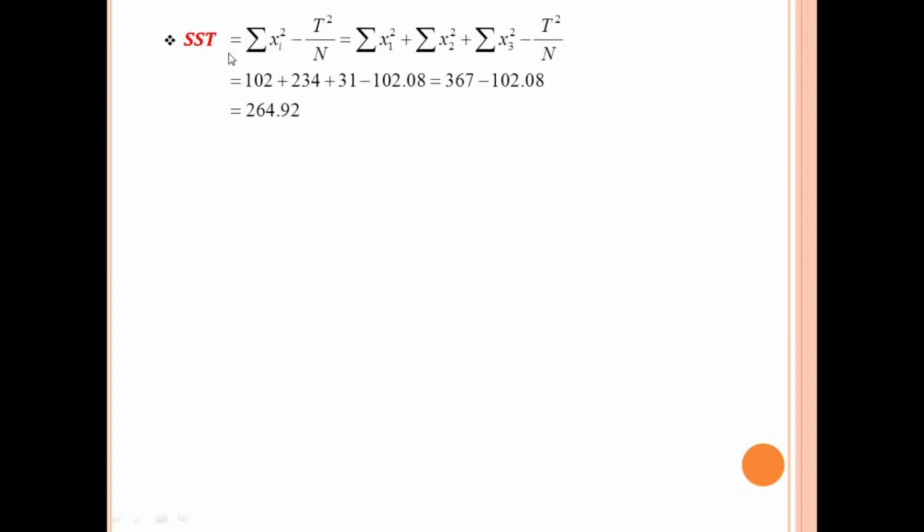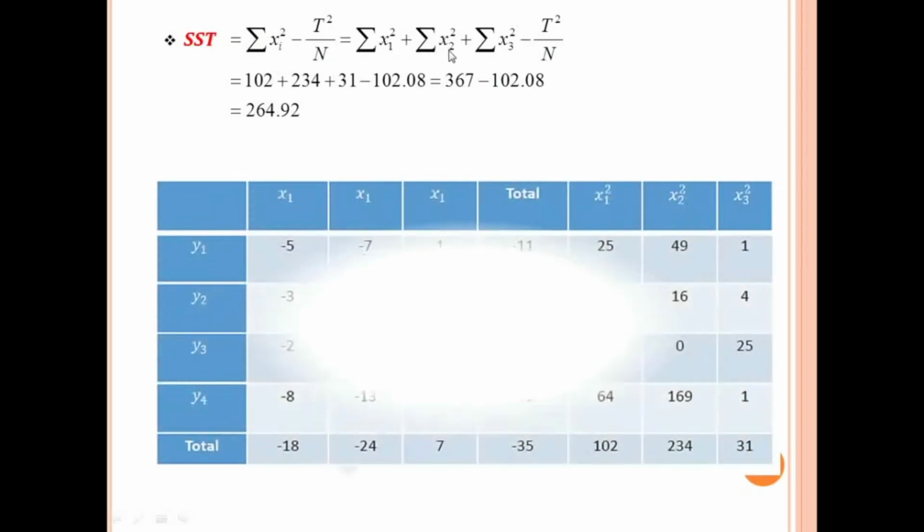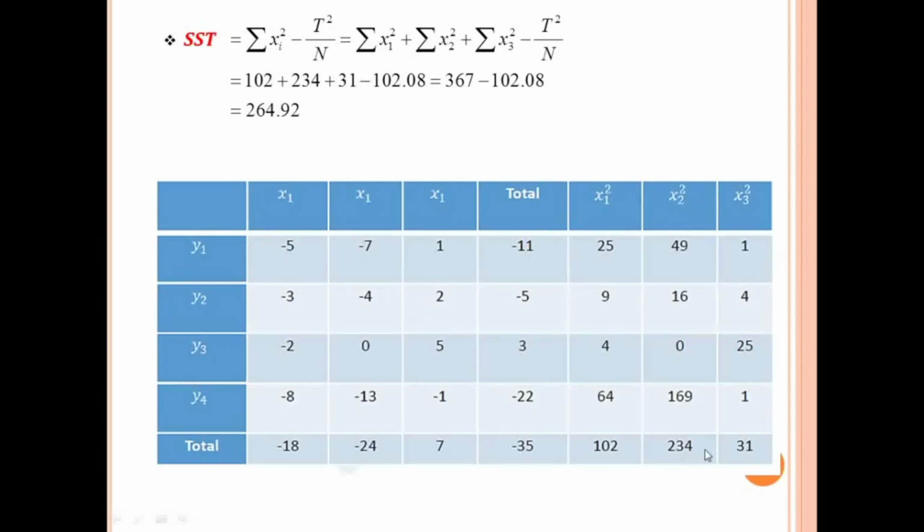What is meant by SST? Sum of squares of total value. What is the sum of squares of total formula? Sum of xi square minus the correction factor. From this problem, we have three square terms: sum of x1 square plus sum of x2 square plus sum of x3 square. Sum of x1 square value is 102, plus 234, plus 31, minus the correction factor value. After simplification, we get SST equal to 264.92.